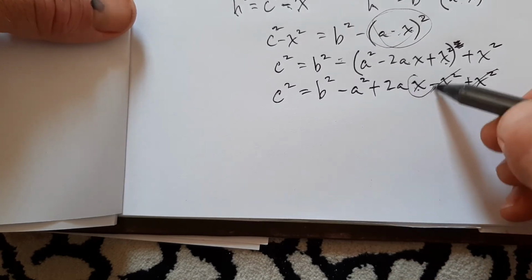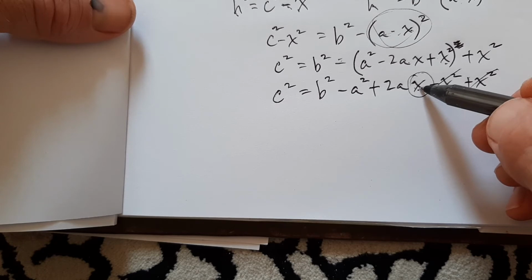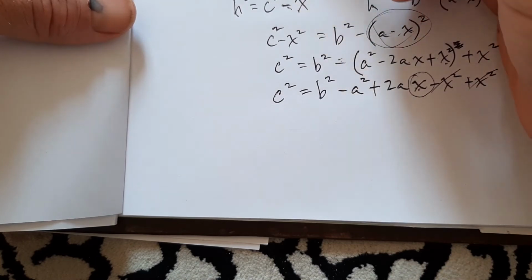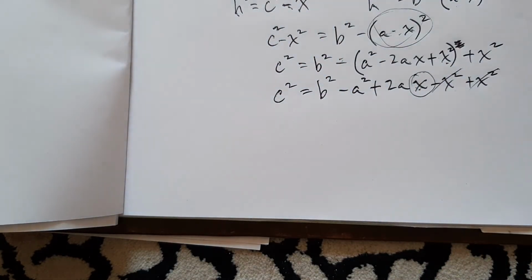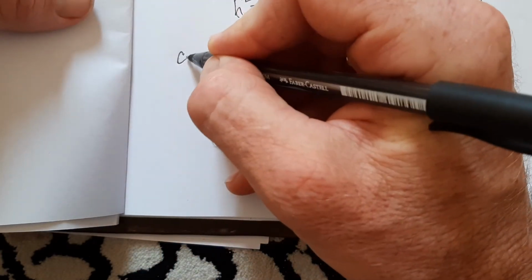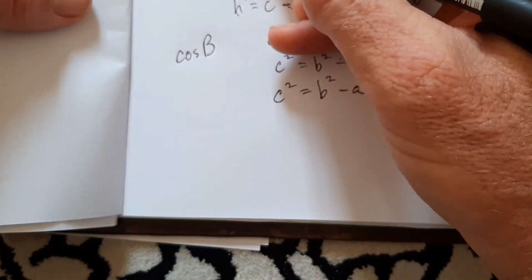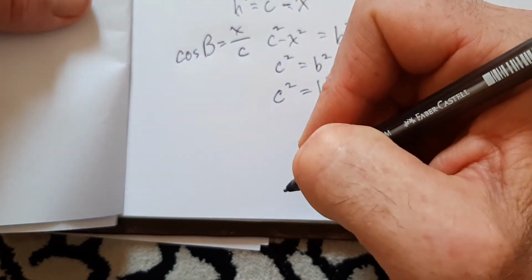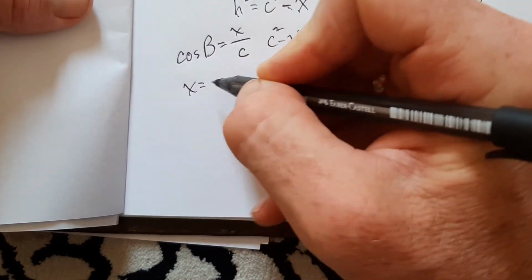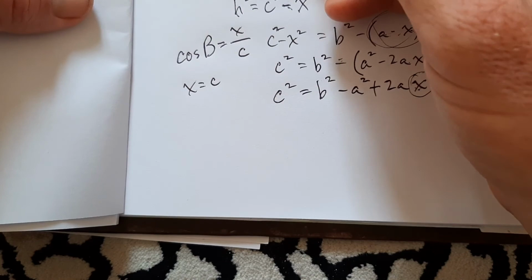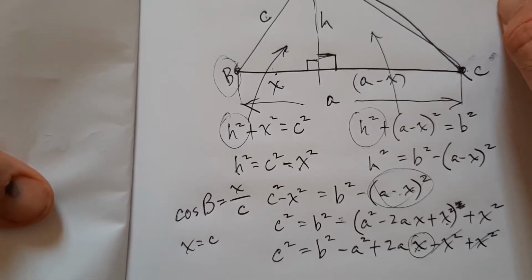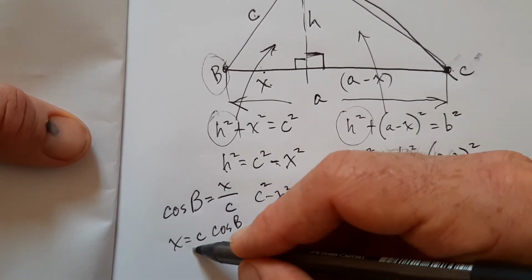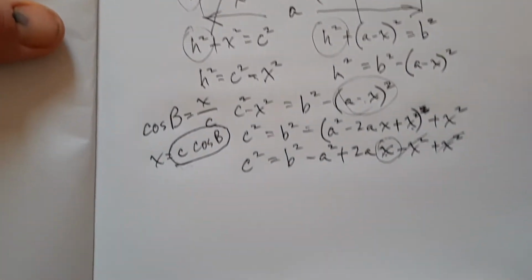Let's look at this x first. We're going to take a little break here, and ask, what is this x? Let's change the form of this x and relate it to angle B and side c. This is the law of cosines. The cosine of angle B equals adjacent over hypotenuse, equals x over c. So x equals c cosine of B. We'll substitute that in for x.